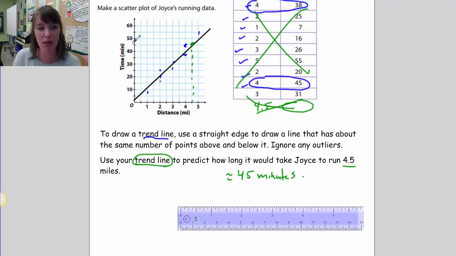Now, it's not always going to be right on a grid line. For us, it was fairly simple. And again, my line of best fit doesn't necessarily go through my origin. All I'm taking into account for my trend line or my line of best fit is that there are equal points above and below, disregarding outliers.